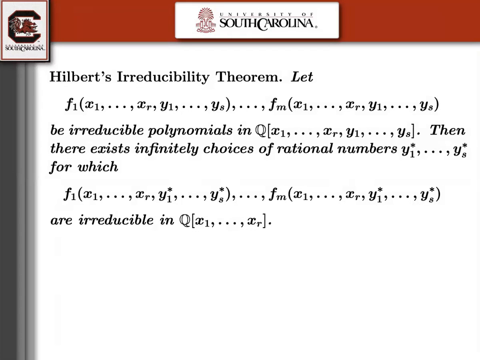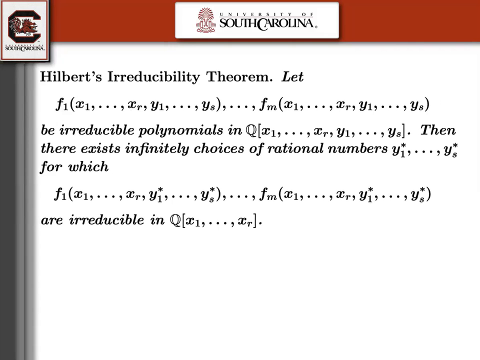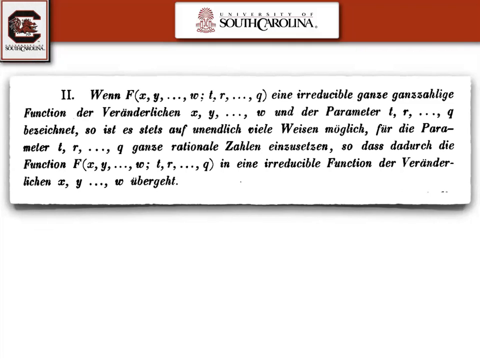So this is about as general as you can get with this irreducibility theorem of his, that you have m different polynomials here, in all these variables, r plus s variables. And we can find, if these are each irreducible over the rationals in these r plus s variables, then you can find rational choices for the y variables here so that the polynomials are irreducible over the rationals when you plug in those rational values for y. And just to clarify, I didn't really tear it out of his paper, but I did cut and paste this from his paper.